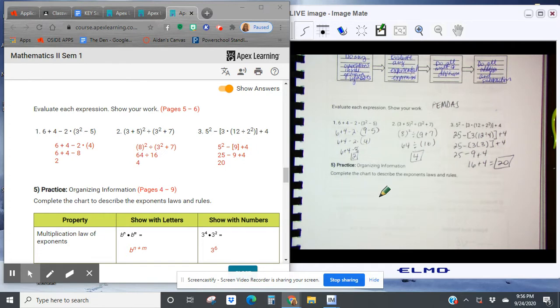All right, the next part is just talking about organizing information in a table, but this table is on the next page.